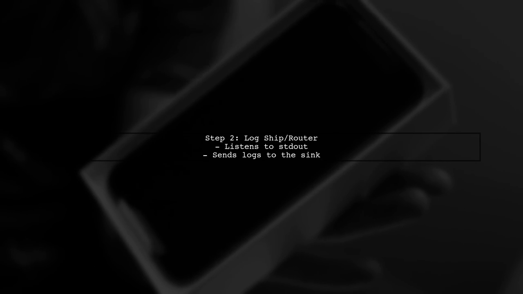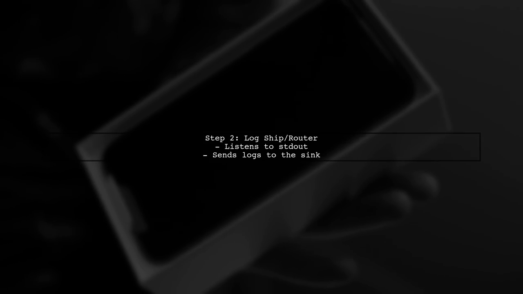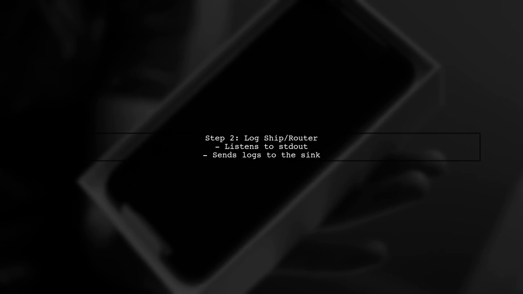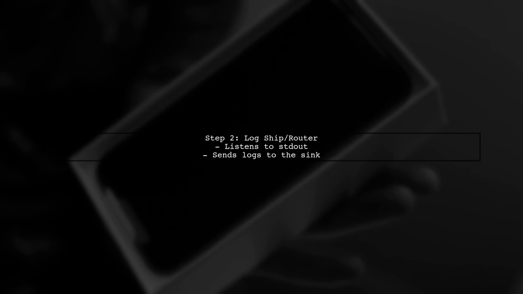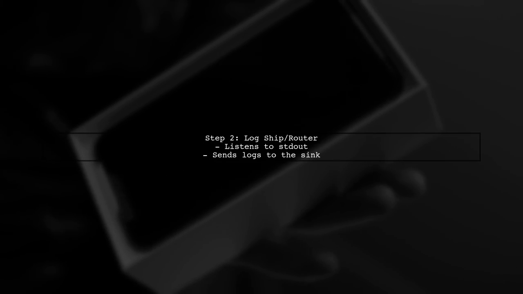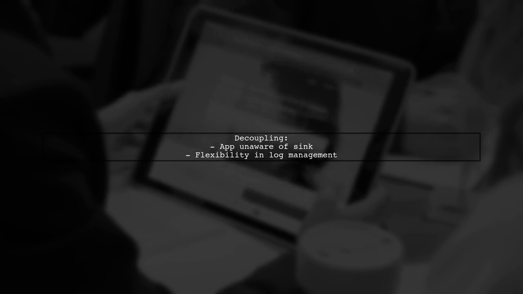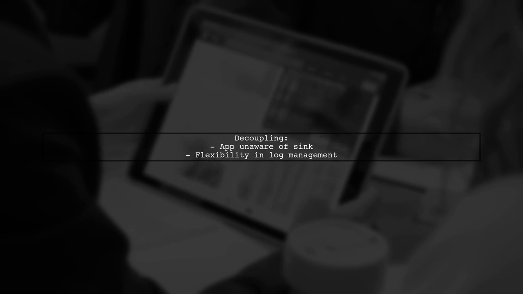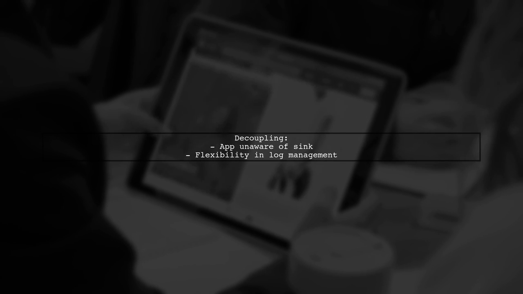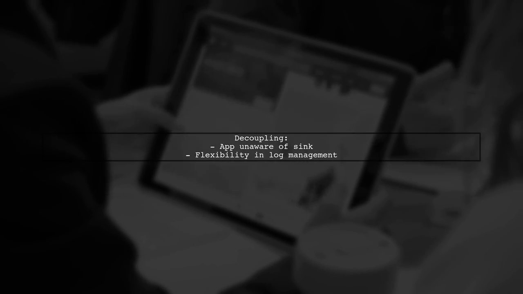Next, a log shipper or router listens to the stdout stream and sends the logs to the sink. This can be a built-in process or a custom solution. The sink can vary, and your application shouldn't need to know what it is. This decouples your app from the logging infrastructure.